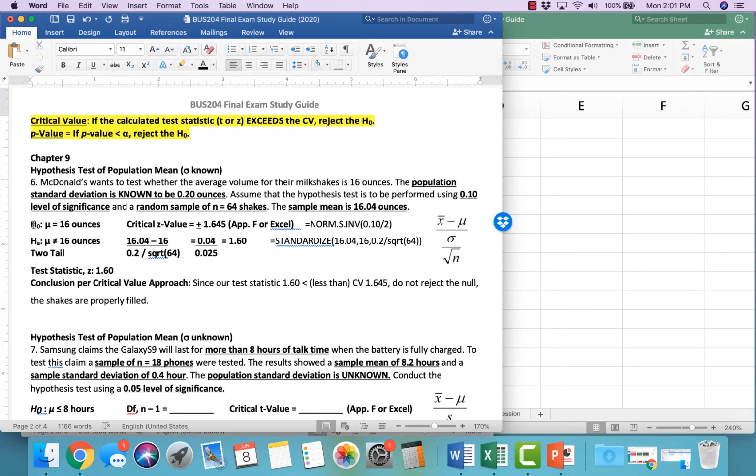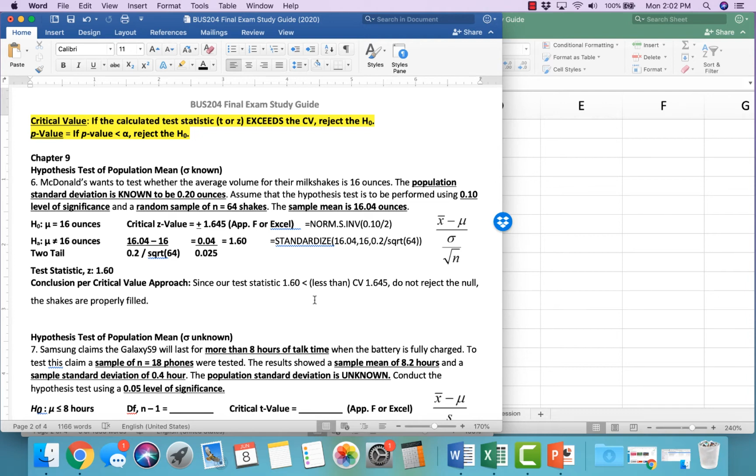And if I do not reject the null, that means the null is what I'm going to keep. And if I read it, it says the mean equals 16 ounces. So that tells me our shakes are properly filled. For the critical value approach, if you forget how this works, I do have a note up at the top in yellow here. The critical value approach states that if the calculated test statistic, that's the value that we calculated using this formula, exceeds or goes past the critical value, that means it fell into the rejection regions in the tails, we will reject the null. In this case, our 1.6 didn't go past our 1.645. It's less than. So it's inside our normal distribution curve and not out in the tails.